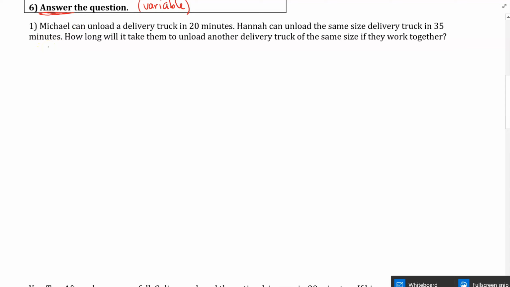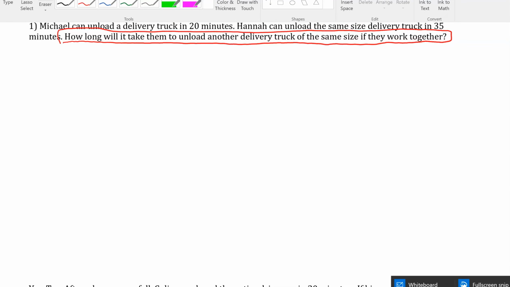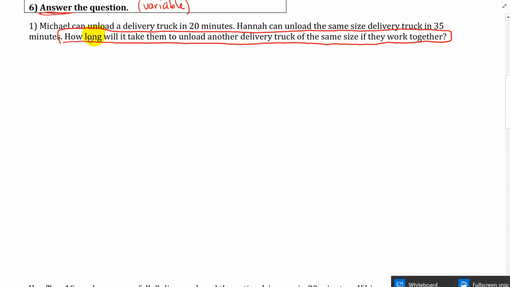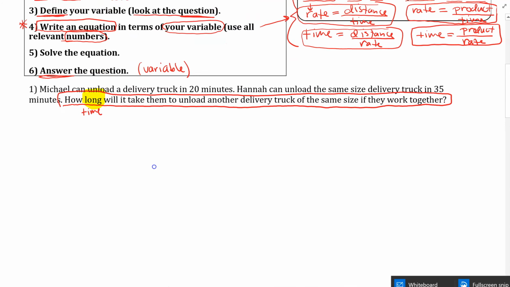The question wants to know, how long will it take them to unload another delivery truck of the same size if they work together, right? That is the question. But even more importantly is this word long. How long will it take them? So that is wanting us to figure out the time it will take for them to unload a delivery truck if they work together.